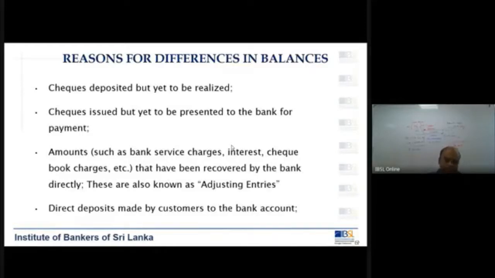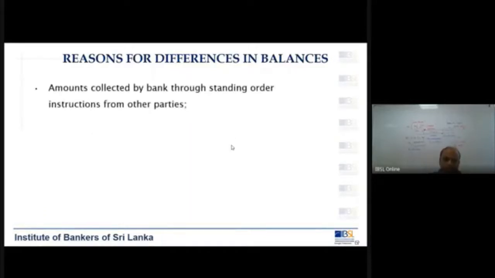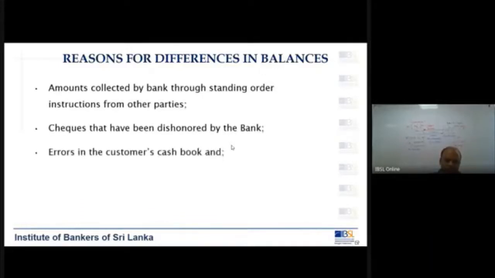Checks deposited not yet realized, checks issued but not presented, direct debits or credits to your bank account. That is what adjusting entries means. Then direct deposits by the customer, and amounts collected by the bank through standing orders, checks that have been dishonored, errors in the cash book, and very rarely errors in the accounting systems. Okay.